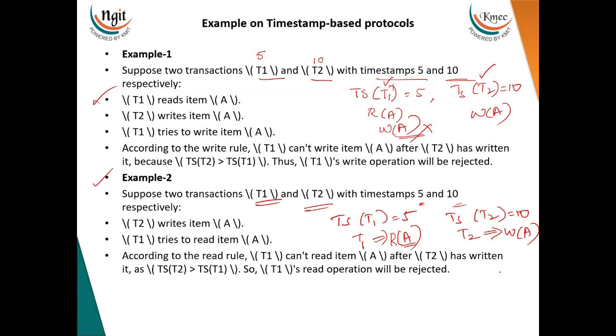T2 has to perform the operations. As you can see, the timestamp of T2 is greater than the timestamp of T1. These kinds of operations will be rejected.